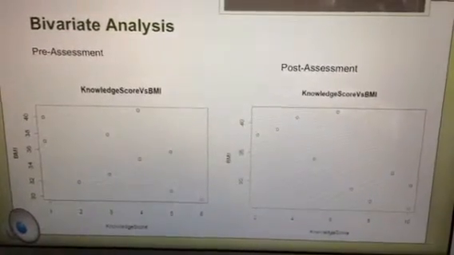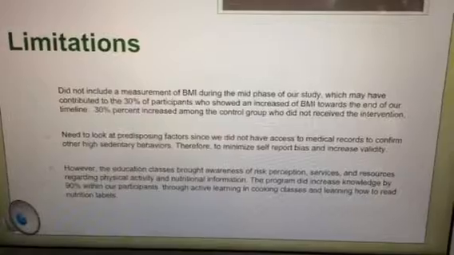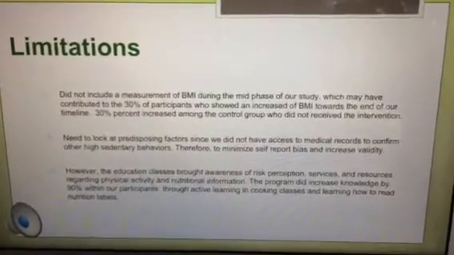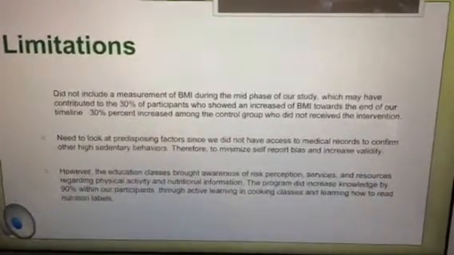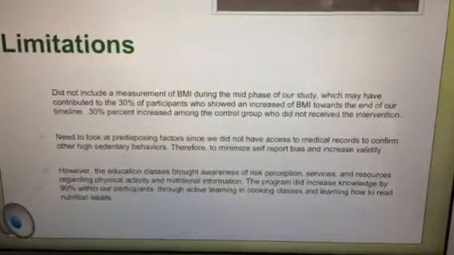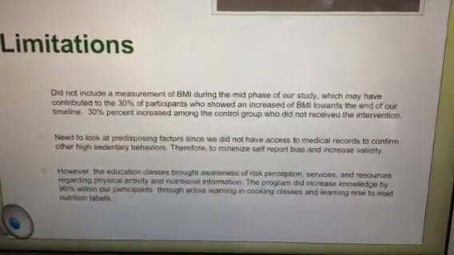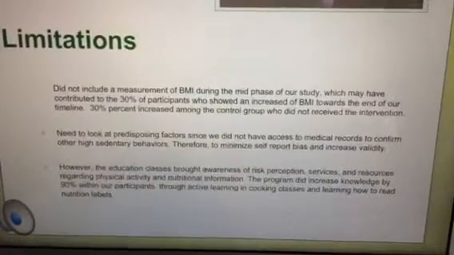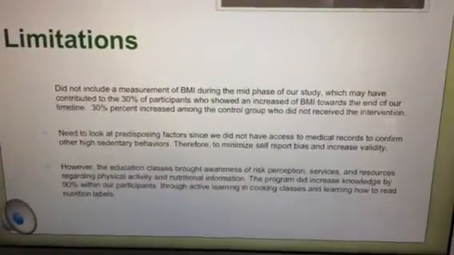Limitations in our evaluation report based on the quasi-experimental design were that we did not include a measure of BMI during the mid-phase, which may have contributed to the 30% of participants who showed an increase in BMI towards the end. This percentage increase was only within the control group, who did not receive the intervention.